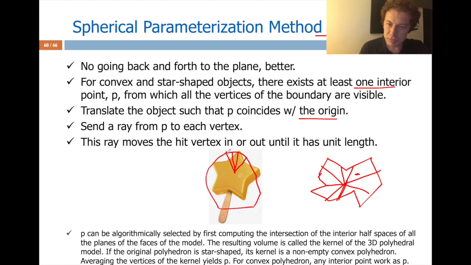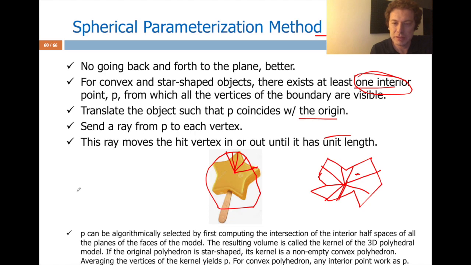Although it's a terrible drawing, but in this case, what is going to happen? This vertex will be pulled back, not pulled out. This is a nice idea. Send a ray from P to each vertex. This ray moves the hit vertex in or out until it has unit length. And this interesting interior point is found using computational geometry.